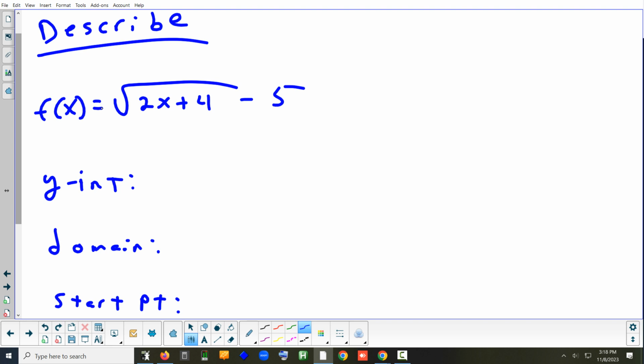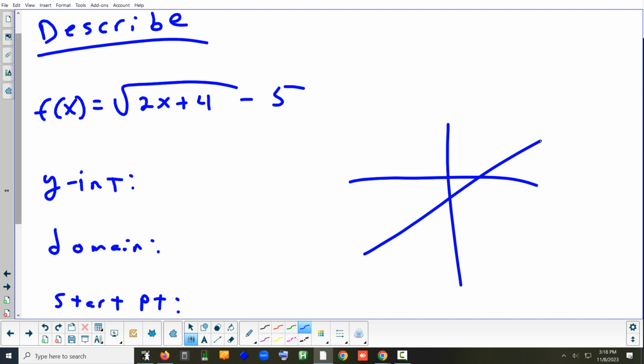Just think about a y-intercept. If you draw a graph, where the graph crosses the y-axis, this coordinate is always going to have an x value of 0. Every y-intercept is always 0, comma something. Right, so we fill in 0 for x.